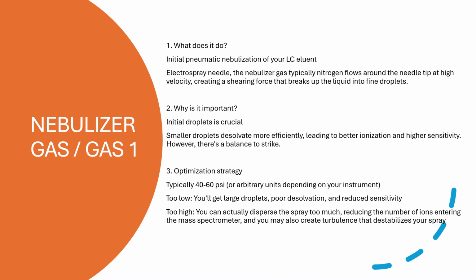So a practical tip would be to start with the manufacturer's recommendation and increase the nebulizer gas in increments of 5 to 10 units while monitoring your signal intensity. You'll typically see sensitivity increase to an optimum, then plateau or decrease. That optimum is your target value. One important note, the optimal nebulizer gas setting often depends on your flow rate. Higher LC flow rates generally require higher nebulizing gas pressures to maintain efficient nebulization.